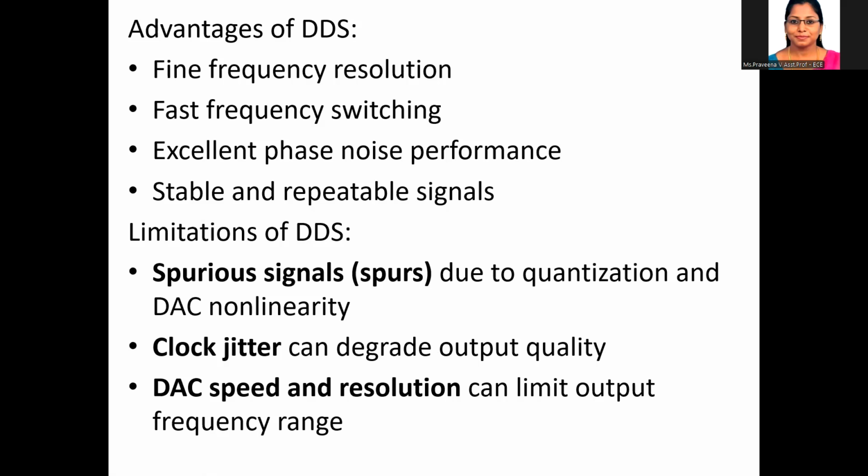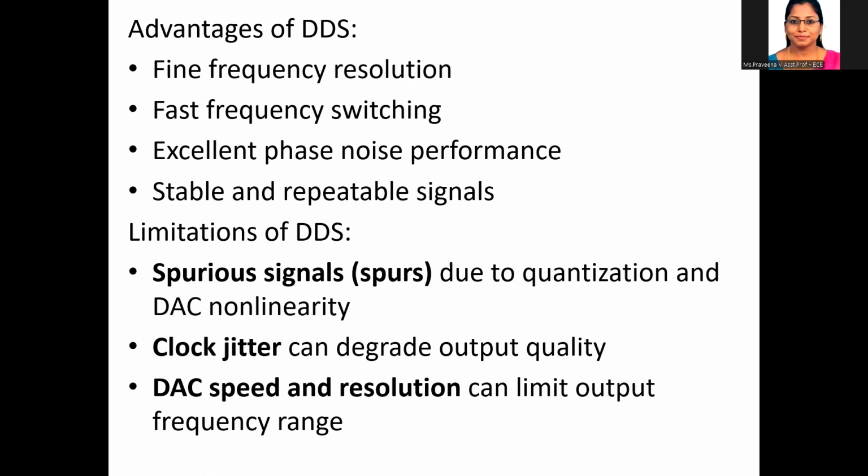And the limitations: spurious signals, that is spurs, due to the quantization. There will be a lookup table for the amplitude. From the phase accumulator, we give the signals to the phase to amplitude converter, and there will be a quantization level in the phase to amplitude converter. And the DAC, the digital to analog converter, will give a non-linearity. Clock jitter can degrade the output quality. DAC speed and resolution can limit the output frequency.